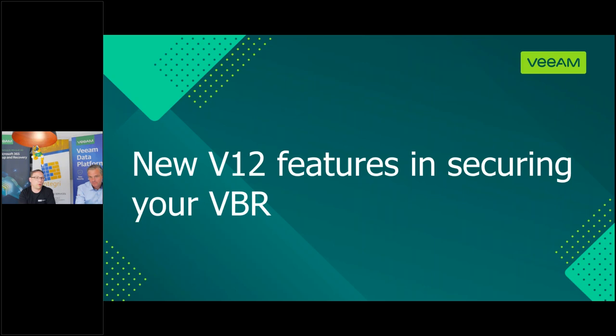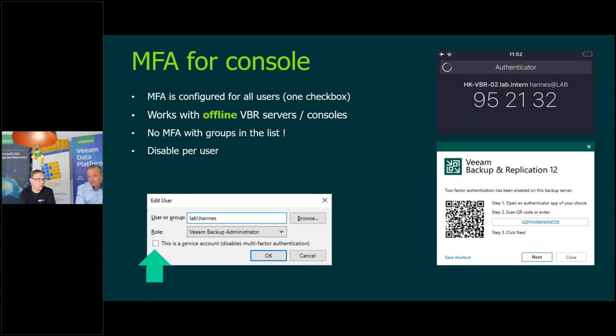The first one is that it is now possible to implement MFA. The MFA is one checkbox, and it is configured for all users. If you want to use it, you have to remove every group that has access, otherwise it won't work. But you can disable it for specific users, for example, for a service account. So that's a very good thing that Veeam has now implemented in version 12, because it gives you again an extra layer of security.